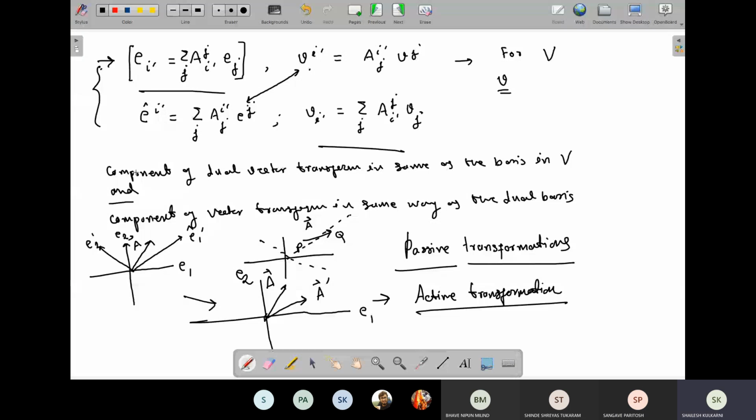Okay, so what example? Let me find one example of this. So let us consider an example in R2. Let V be your R2, a two-dimensional real vector space, and consider our previous problem. Let us consider this coordinate system.